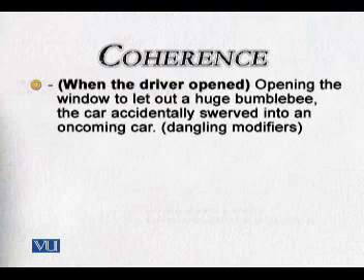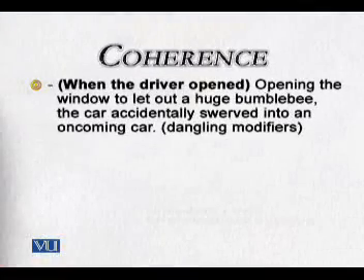You can see, opening the window to let out a huge bumblebee, the car accidentally swerved into an oncoming car. This is another example of a dangling modifier. Now, this sentence tells as if the car opened the window, because of the dangling modifier, and the very next word is car: the car swerved into an oncoming car. Right after the modifier comes the car. Then the previous verbal modifier starts modifying the car, whereas a car, of course, cannot open the window.